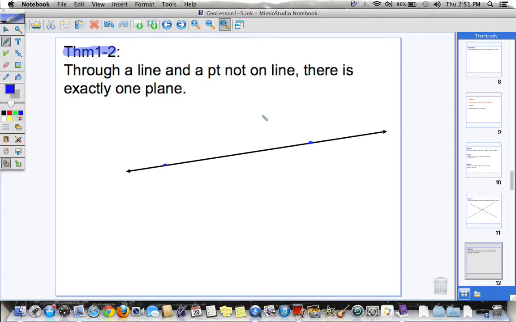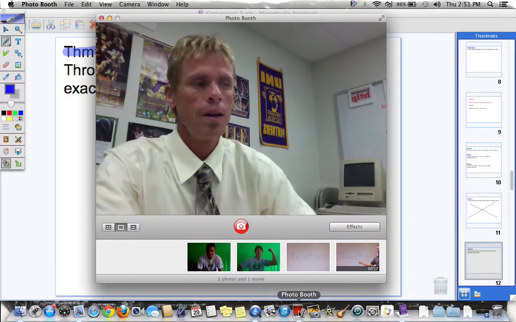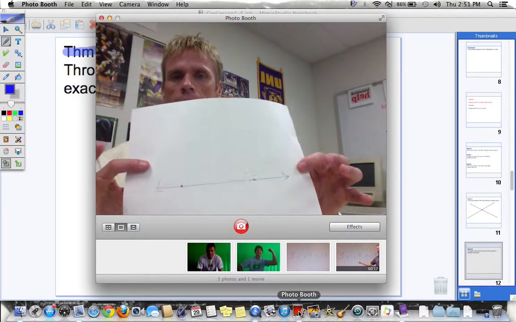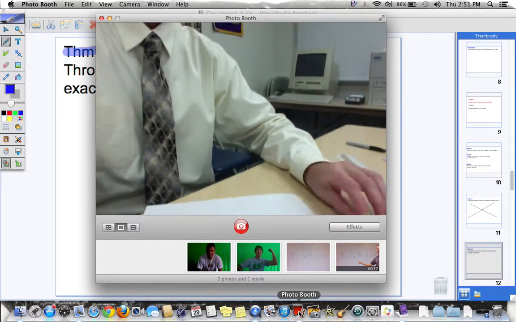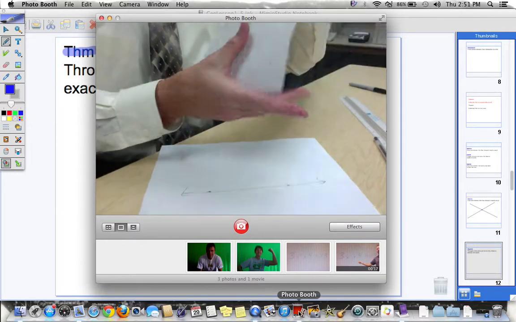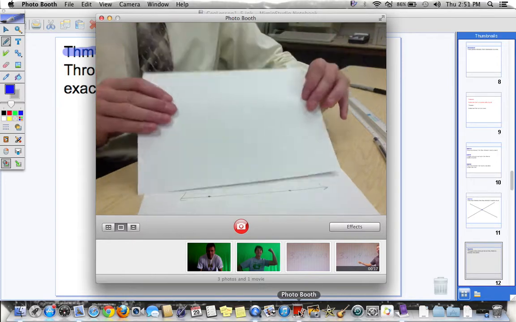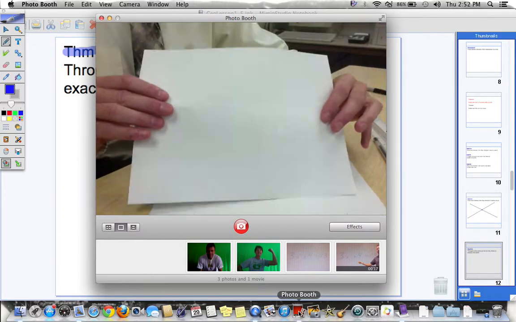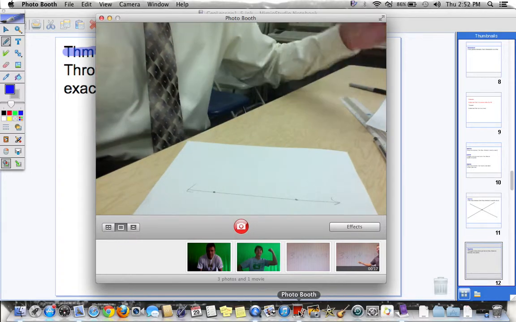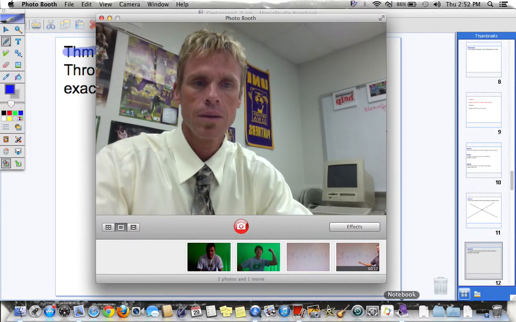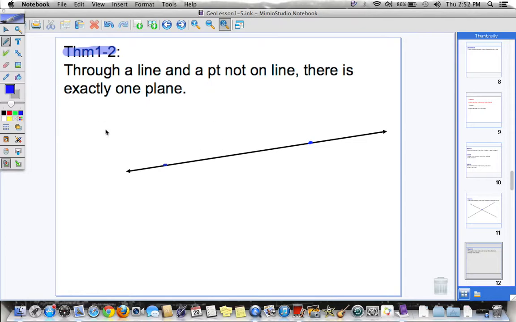Now let me ask you this. How many planes could go through this line? Remember my demonstration before? If I had this line right here, how many planes could go through that? Well, I could have a plane here, I could have a plane here. I could keep on taking different sheets of paper and turning them at different angles, and you'd have a lot of planes. But what this theorem is saying is, if you have a point not on that line, now I have 3 points that are not collinear, and there's only 1 plane that contains those 3.